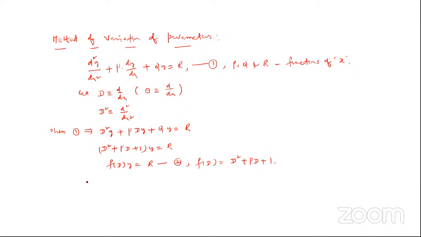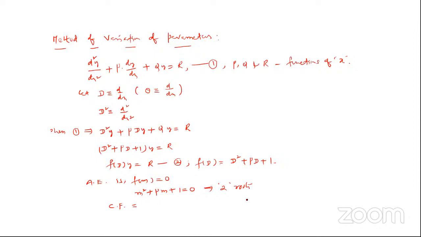Now let us start with the auxiliary equation. The auxiliary equation is written as f of m equal to 0. Replace D by m in f of D and equate to 0. So ultimately we get m square plus pm plus q equal to 0. Clearly it is an equation in m of degree 2, which possesses only two roots. So by making use of the two roots, now let us write its complementary function.